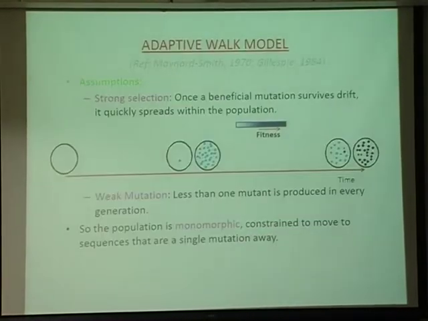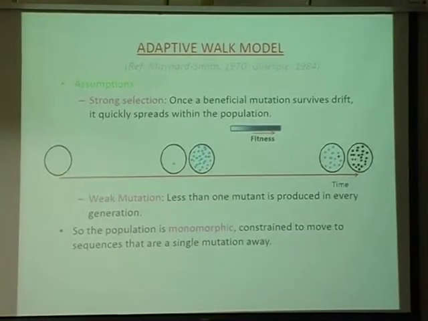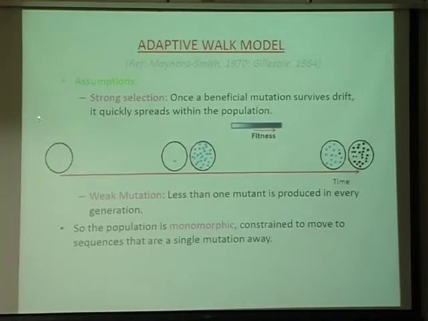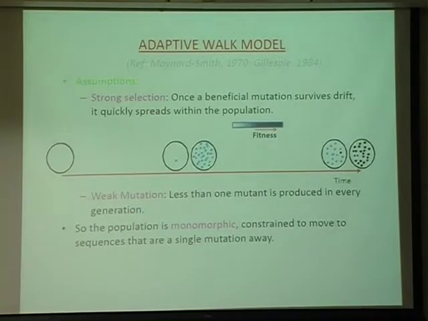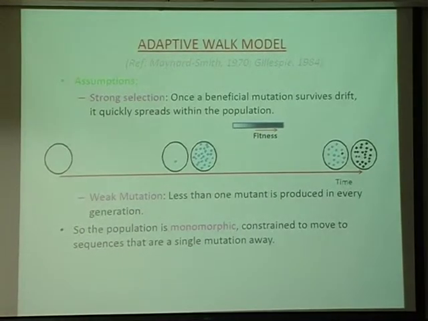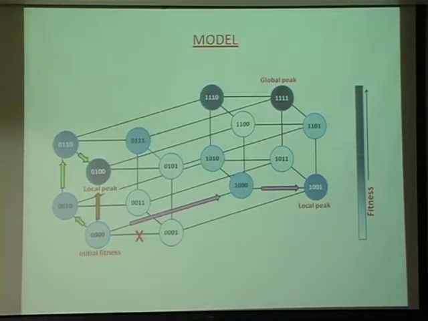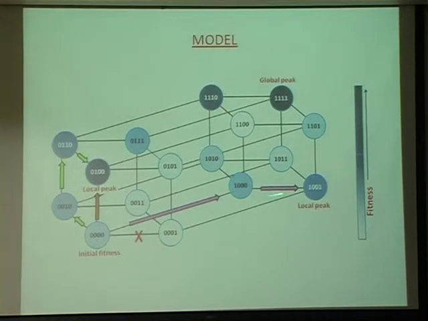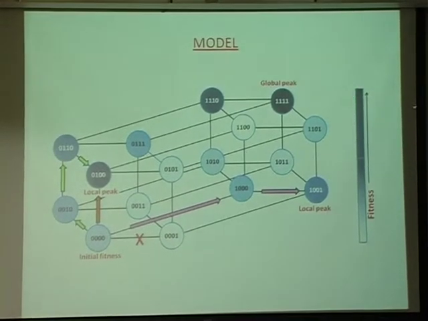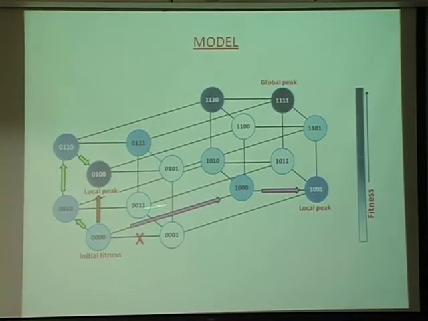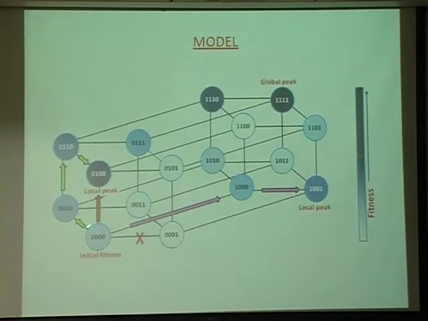To study this, we consider the adaptive walk model. This assumes strong selection and weak mutation. Because of these assumptions, the whole population is constrained to a single sequence and can move only to another sequence which is a mutation away, as schematically depicted here. Here, a darker color corresponds to a higher fitness. So starting from this sequence, it's possible for the population to move from here to here and finally end up here, or take a different path.